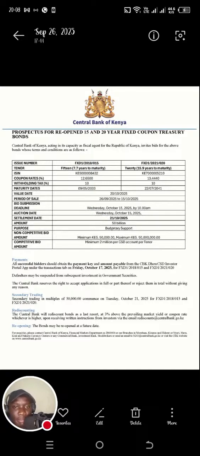But for non-competitive bidders, the minimum is 50,000 and the maximum is 50 million. And for the competitive bidders, the minimum amount is 2 million. So for you to get to competitive bidding, you need a minimum amount of 2 million.